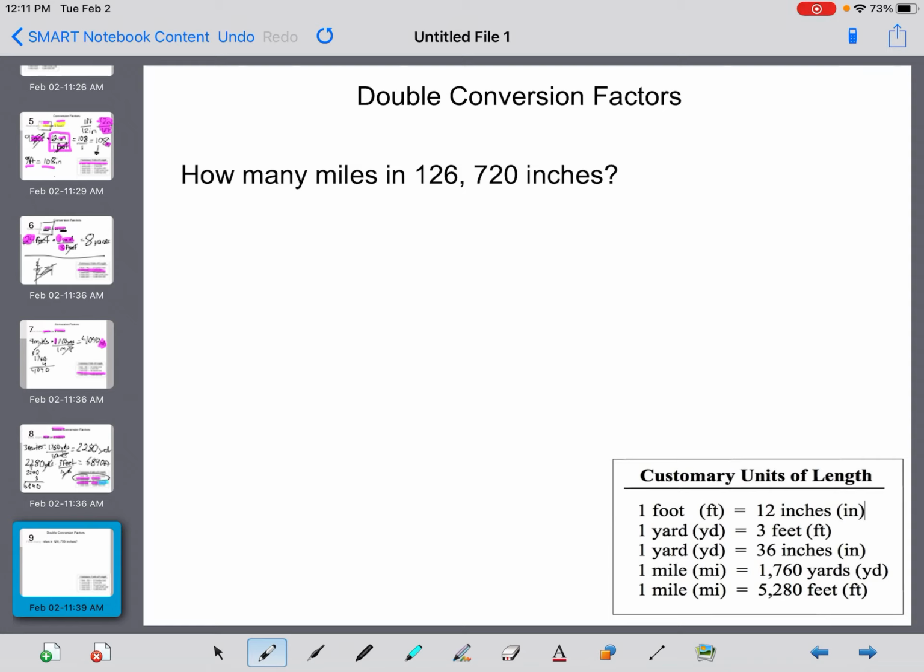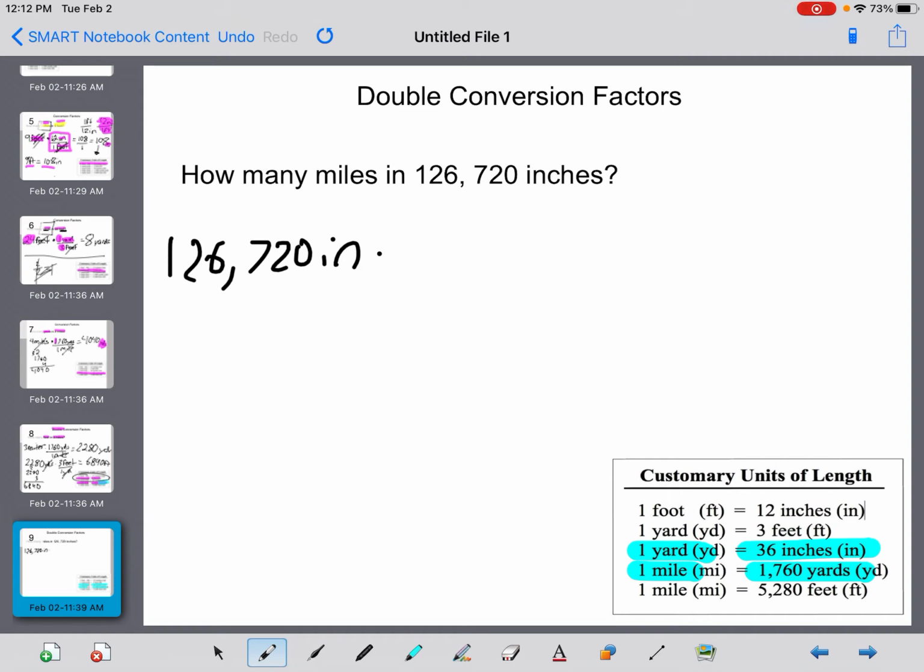All right, let's do one last example. How many miles are there in 126,720 inches? So again, this is a double conversion factor because if I look, here I have miles and yards, but I have nothing that tells me how miles and inches are connected. But then here I have, well, a yard is 36 inches. So I can do 2 steps to calculate this.